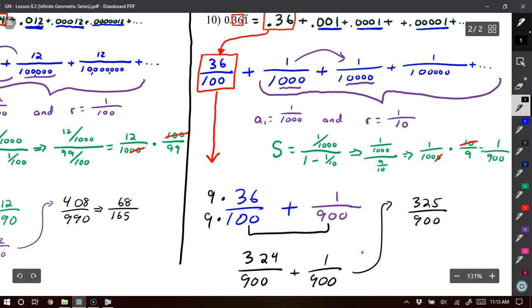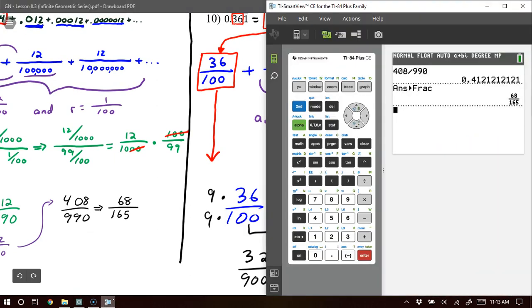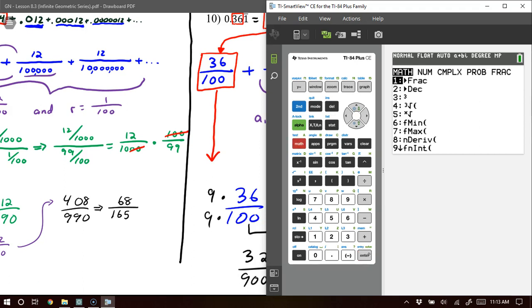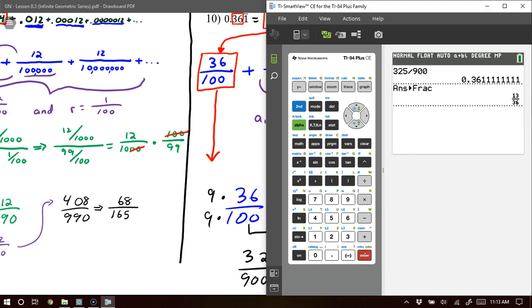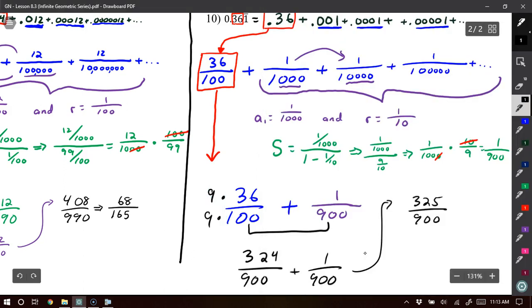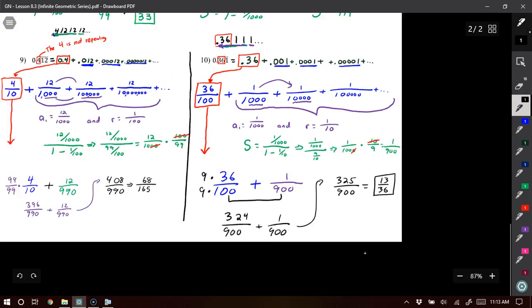And rather than just telling you what it is simplified, let's go ahead and use the calculator. I'm going to take 325 divided by 900 so I can check my answer. Please be right. 0.361111. Perfect. Let's hit math, fraction, 13 over 36. So when I simplify this, I get 13 over 36, and there is the repeating decimal answer.